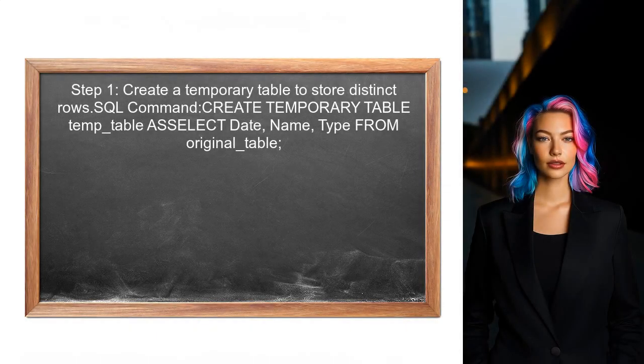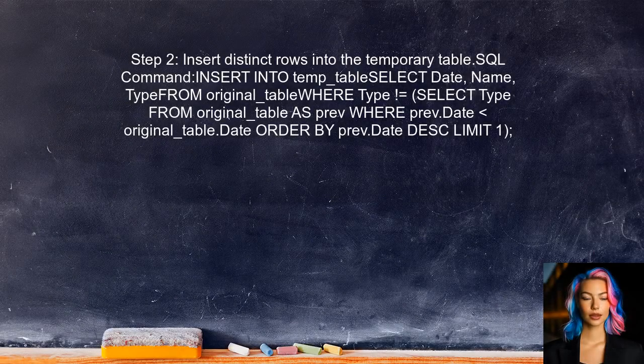To begin solving this problem, the user should first create a temporary table to store the distinct rows. This will help in filtering out the consecutive duplicates. Next, the user needs to insert the distinct rows into the temporary table. This can be done by using a query that selects rows based on the condition that the current row's type is different from the previous row's type.